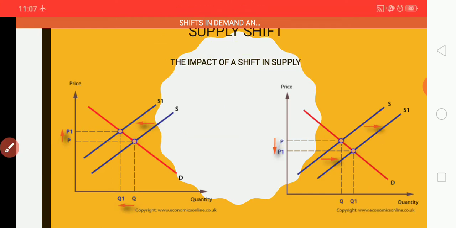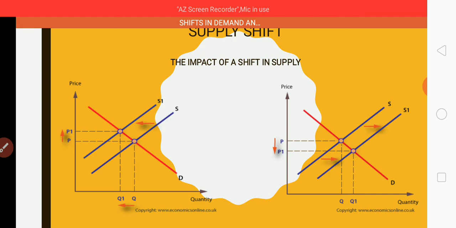Next we will see the simultaneous shifts of demand and supply. In the previous video I explained the shift in the demand curve. In today's video I am explaining the shift in the supply curve. Now the topic is simultaneous shift. If both the demand and supply curves shift at the same time, what will happen? There are four possibilities.